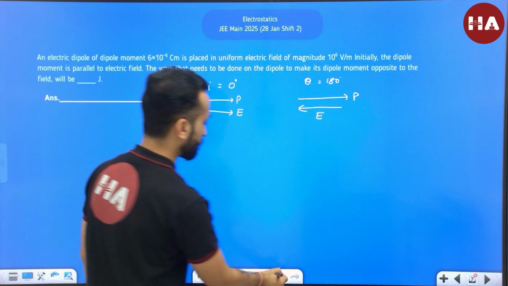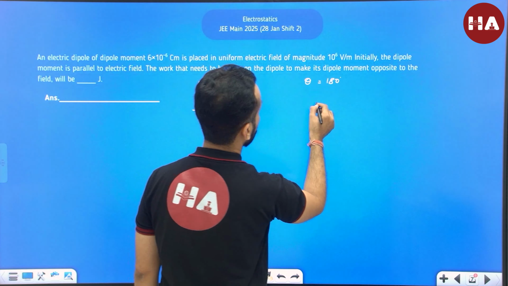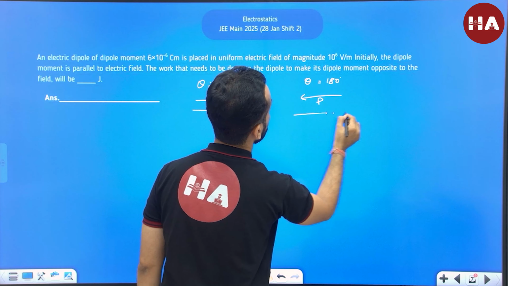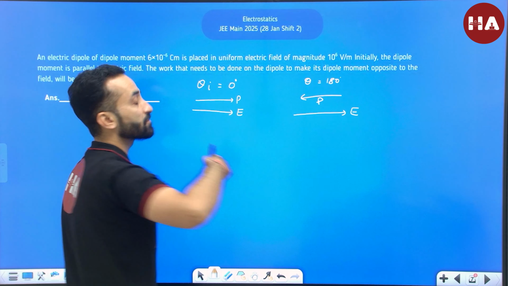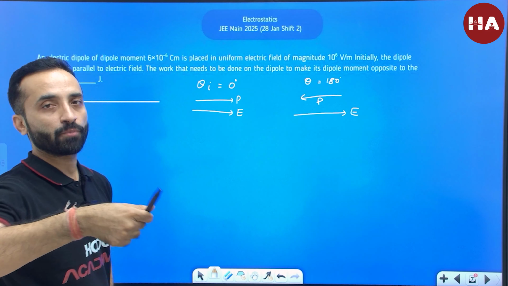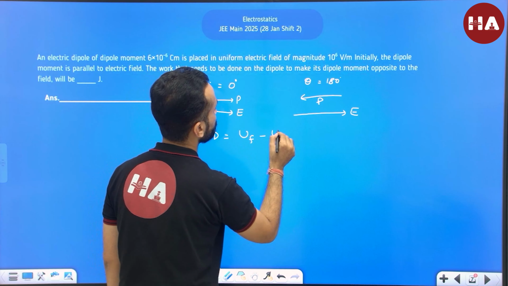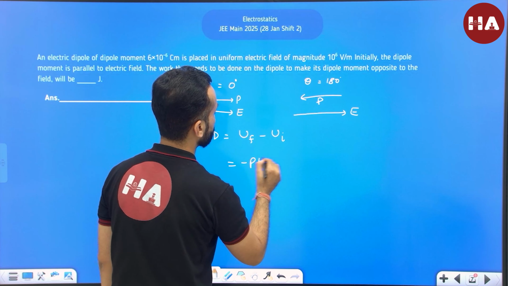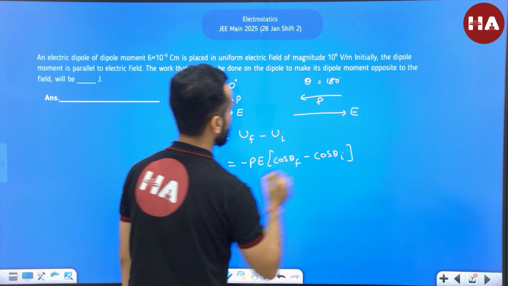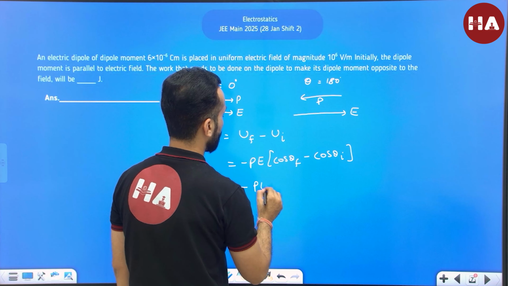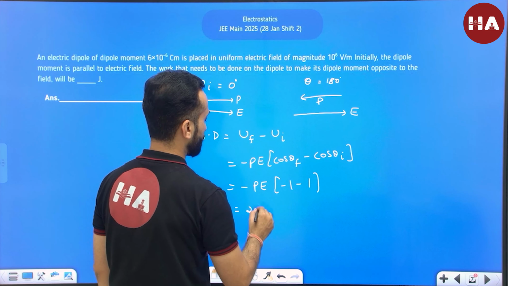So in fact we have rearranged the direction of P. So P is made opposite now while E is still the same. Whatever it is, initial potential energy we can calculate, final we can calculate, and whatever change we've brought is because of the work done. So work done is going to be U final minus U initial. So it's going to be minus PE, cos theta final minus cos theta initial. So that's going to be minus PE, and cos 180 is going to be minus 1 and cos 0 is going to be 1. So it's going to be 2 PE.